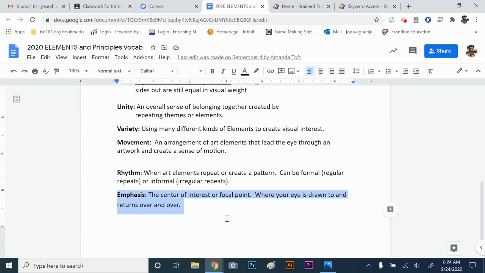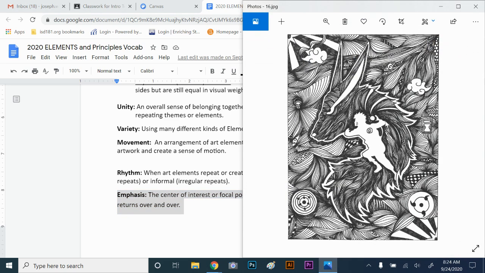If you make something rare, it's going to have emphasis. Okay, so there are different ways you can do it. If we go back to this one, we can say that there's probably a lot of emphasis here on the middle because it's in the center and because there's a large white area here, whereas the rest of the artwork is fairly filled out.